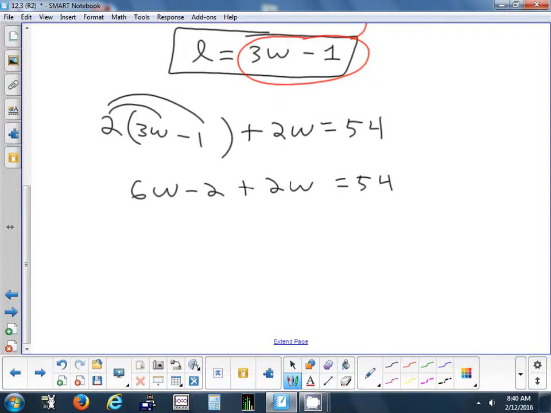Okay, what's my next step? What am I going to do with those W's? Yep, we're going to combine them. Michaela, can you tell me what 6W plus 2W is? Yeah. 8W. Okay, again, don't lose that minus 2. And don't lose the 54. All right, I got 2 steps left. What's my second to last step?